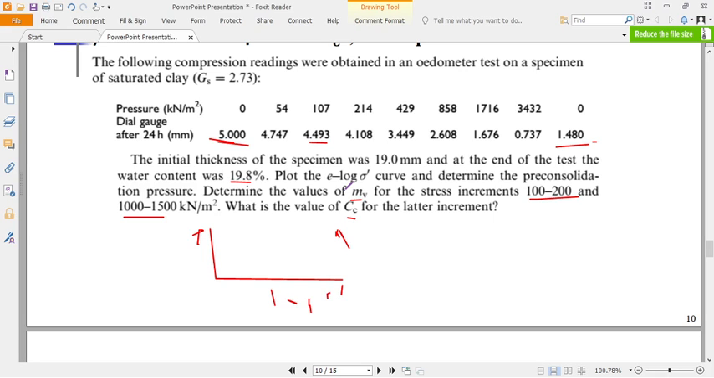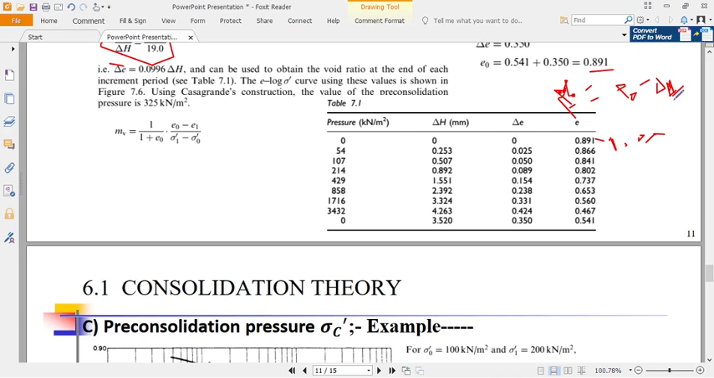Again, do not subtract from here, subtract from this. Remember, it is E naught minus change in E. Is that okay? So you subtract from that: 0.891 minus 0.05, which will give exactly 0.841. So you continue, and you finish all the pressures.